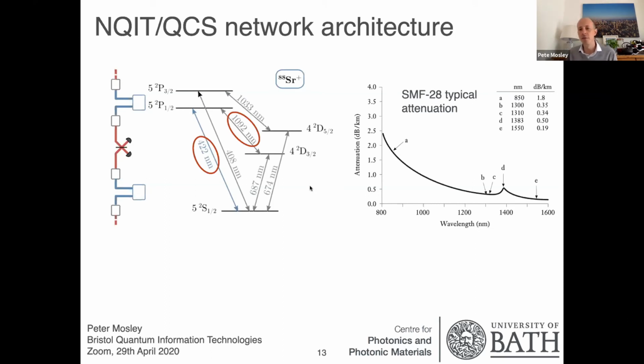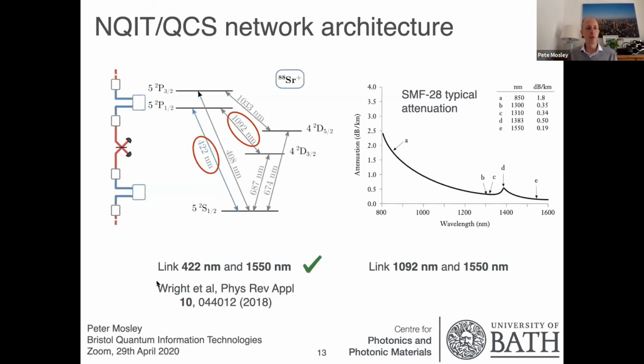But if you look at either of those wavelengths, then the attenuation that you get when you send them down conventional telecommunications fiber is very large, and this plot only goes down to 800 nanometers wavelength. So at 400, the attenuation is huge, but even at 1 micron, it's still relatively high. So our job was to link 422 nanometers and 1550, so the telecommunications band where the fiber loss is very low, and also to link this alternative transition 1092 with the telecommunications band at 1550.